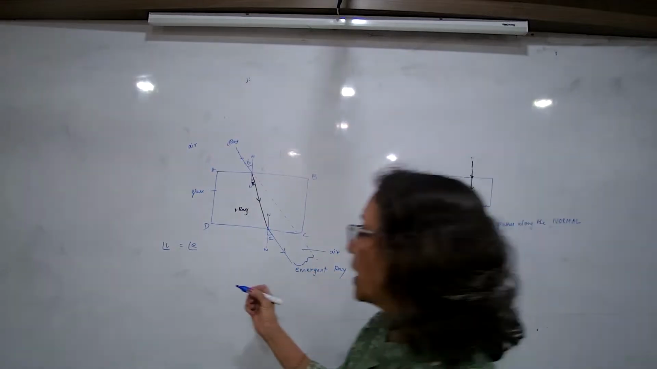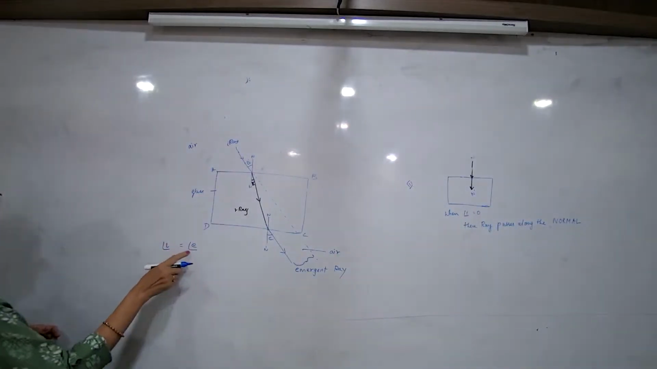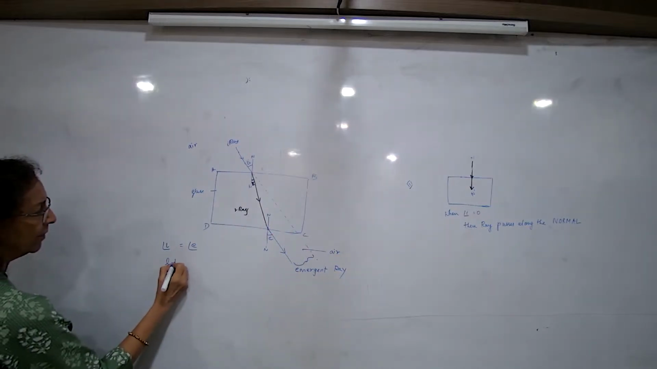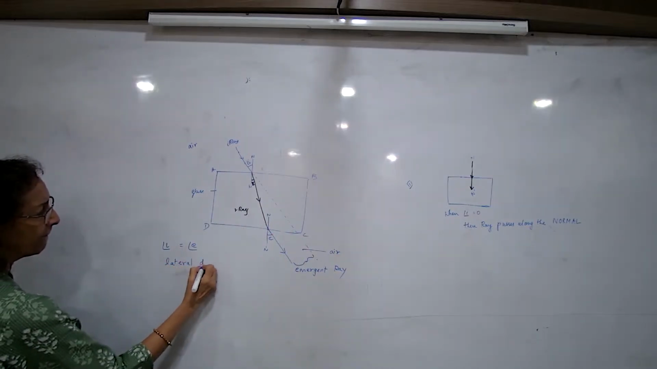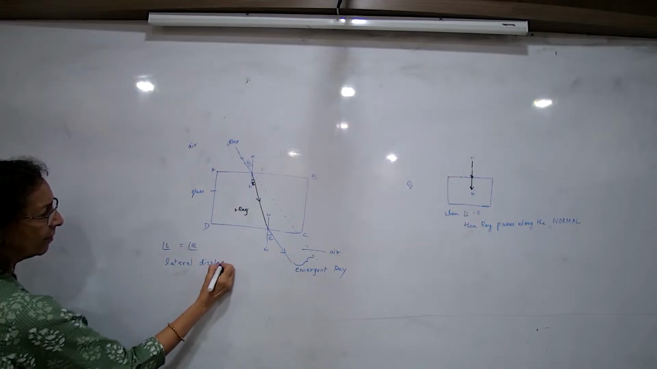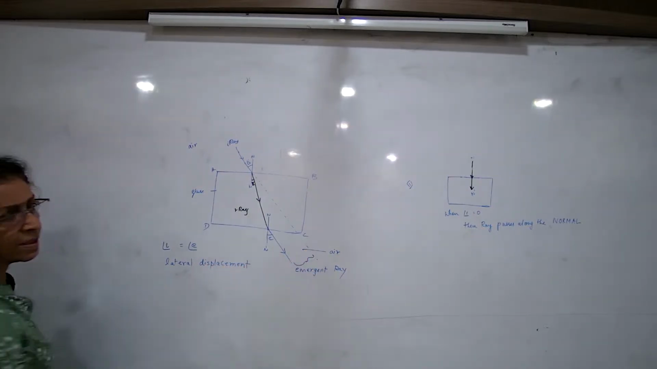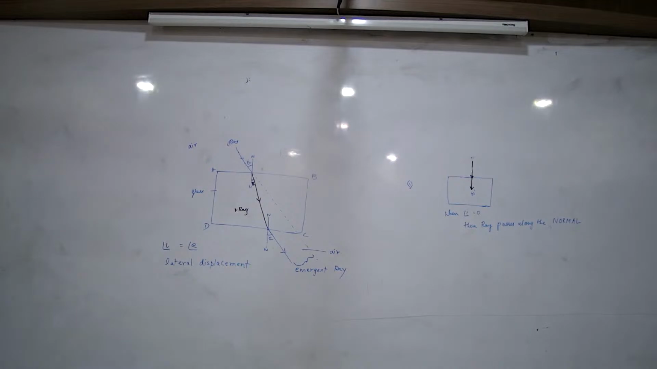So what is the first thing that we have seen? Angle I is equal to angle E, and there is a lateral displacement. Take down this. So this is basically your lateral displacement.